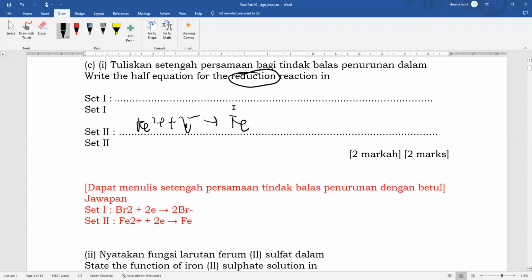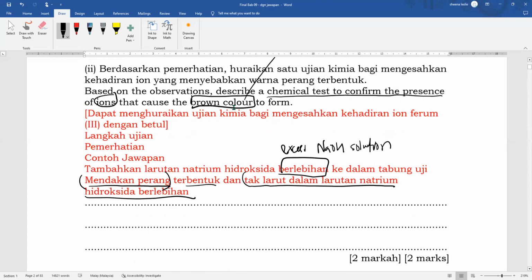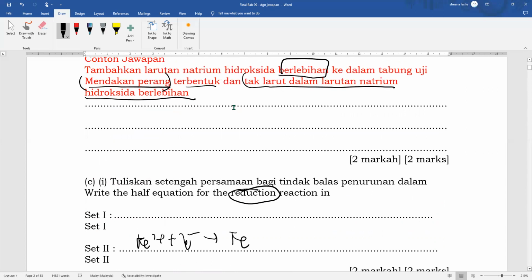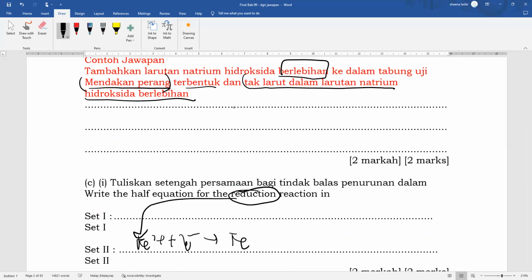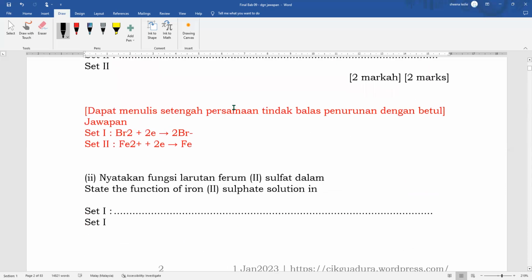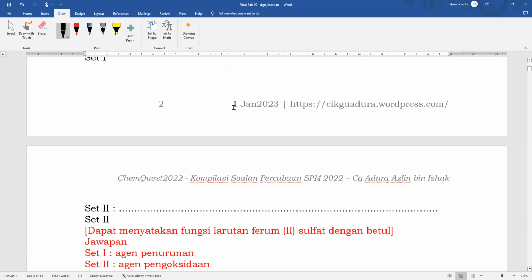Okay, what's the function of iron 2 sulfate here? Look, you look here already, you know. Iron 2 is undergoing reduction. Oxidizing agent. Sorry, Joshua, I didn't hear what you said. Oxidizing agent, I mean. Correct. Oxidizing agent is correct.